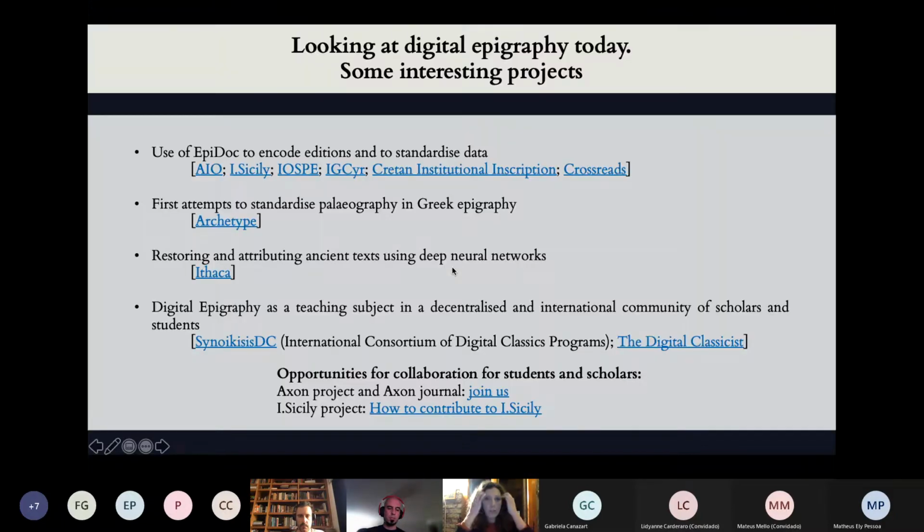So I just put here a list of the main projects. Okay. IG Sicily, Ospe, inscriptions from Cyrenaica, inscriptions from Crete, that is another Venetian project from a very young scholar, and the Crossreads, that is a new project based on Sicily.